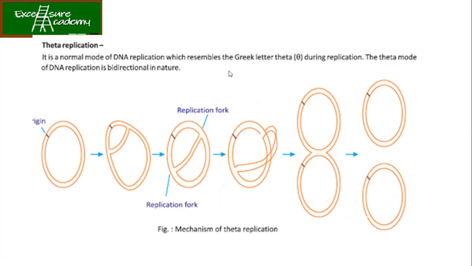So now let's talk about theta replication. Theta replication is just the same as what we have studied in the case of bacteria. You can see the origin, and the replication fork is moving in both directions, right? It's just that in the electron micrograph, it looked like a theta, and that's why it was known as theta replication. At the end, you get two chromosomes which are catenated, and with the help of topoisomerase 2, they get decatenated. Simple. It is the same as the bacterial one.